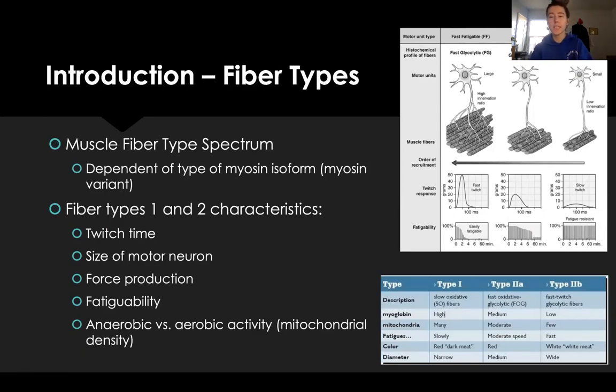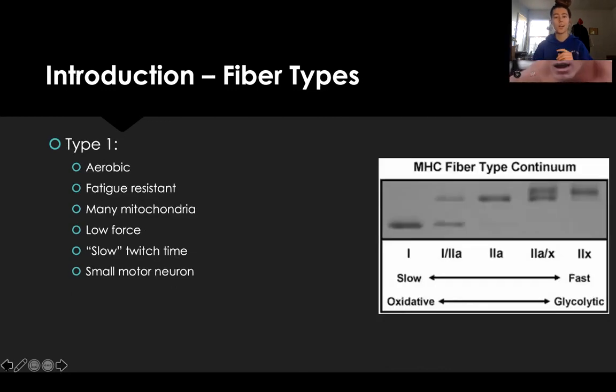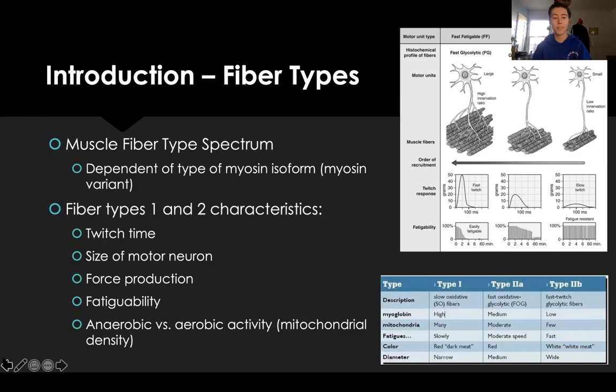Anyway, these represent the muscle fiber types. You can see these small fibers right here. This is your slow oxidative, so slow twitch. This is going to be your type 1 muscle fibers. And right here, this motor unit with a bunch of fibers is your fast glycolytic, which is your type 2 muscle fibers.